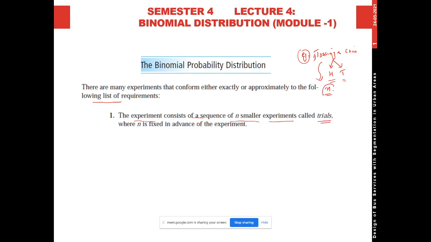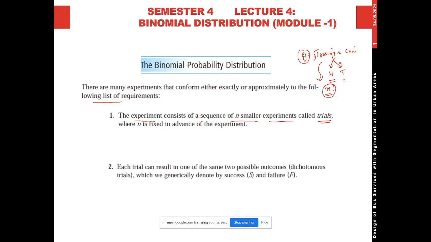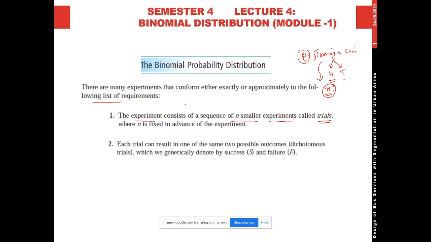That means we are doing that experiment n times, and each trial can result in one of two possible outcomes. So the second condition is it must have only two possible outcomes. Tossing a coin has only two possible outcomes. Therefore, the tossing a coin random experiment satisfies these two conditions.